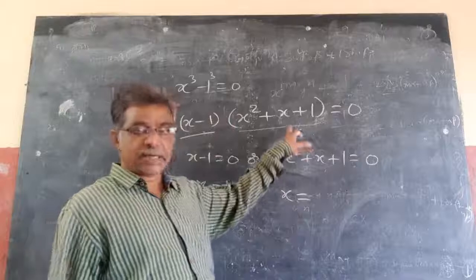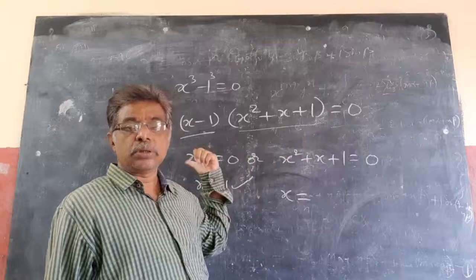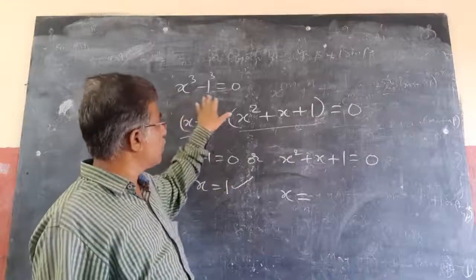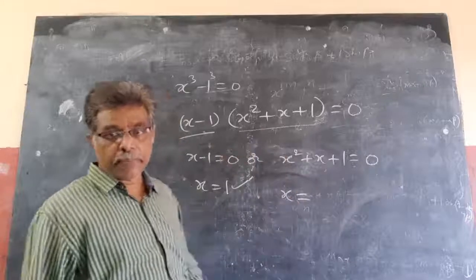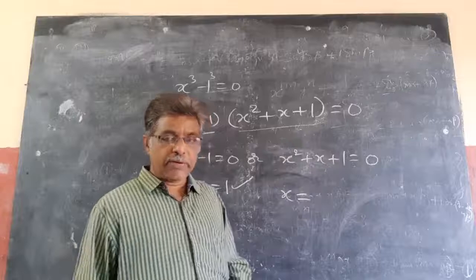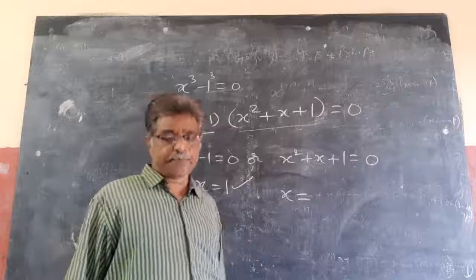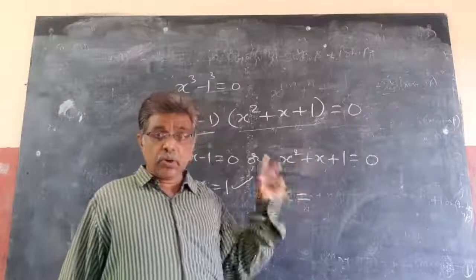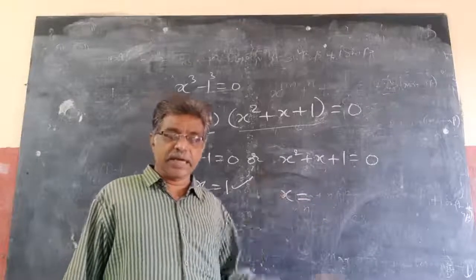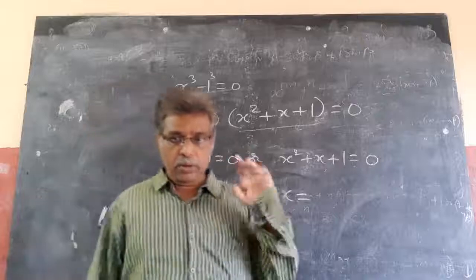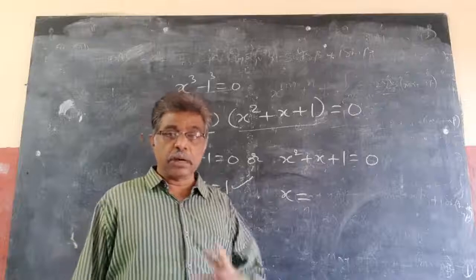There are 2 roots, quadratic means 2 roots: 2 imaginary roots and 1 real root. So this equation contains only 1 real root, that is 1. The remaining 2 are complex conjugate roots. Whenever the coefficients are rational, that is real, and b square minus 4ac is less than 0, the quadratic equation will have conjugate complex roots, as I told you. So it contains 2 complex roots, and those are conjugate complex roots.